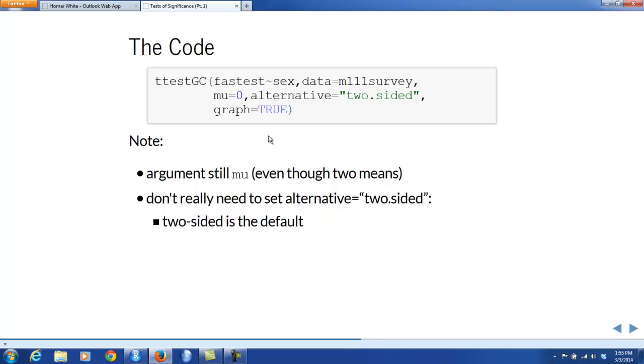Notice also the familiar formula when we're studying the relationship between a numerical variable like fastest and a factor variable like sex. It's numerical twiddles factor.